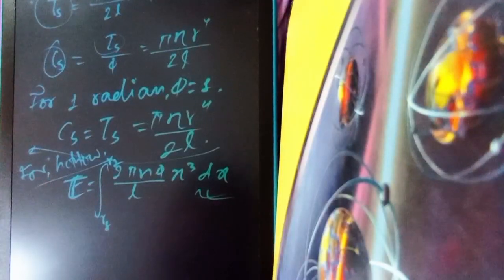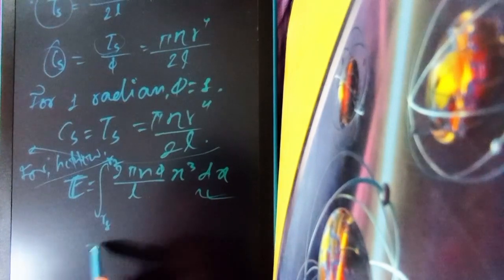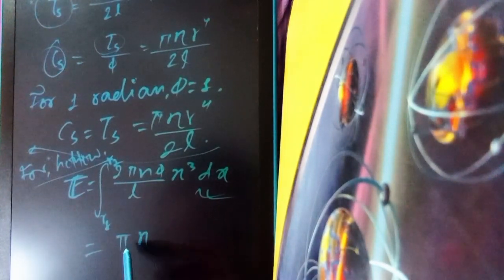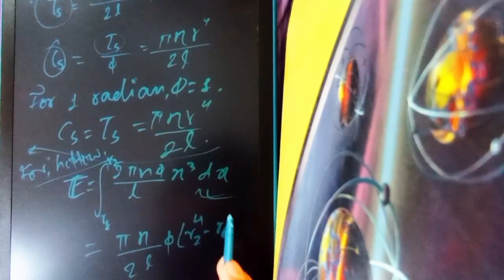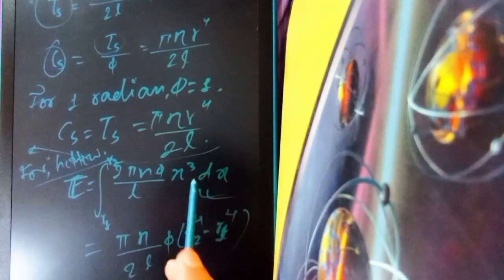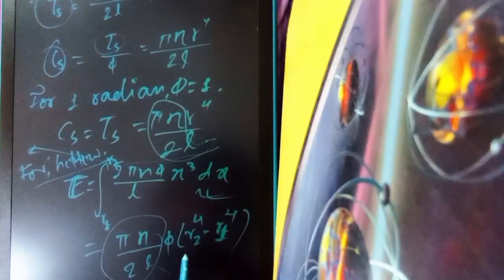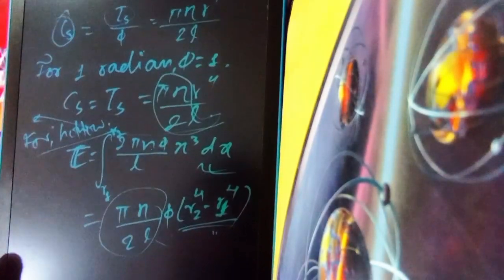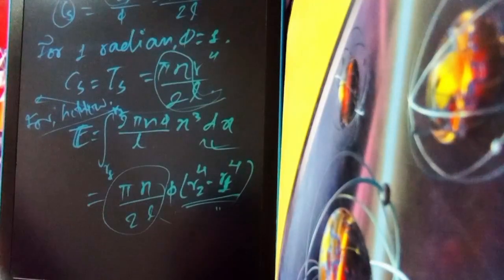So we'll integrate from the inner to the outer radius, and the thing we will get, you can do it, and the remaining part will be pi eta phi by 2l times r2 power 4 minus r1 power 4. Everything will remain the same, the only change will be this R. So this will be the expression for the hollow cylinder.